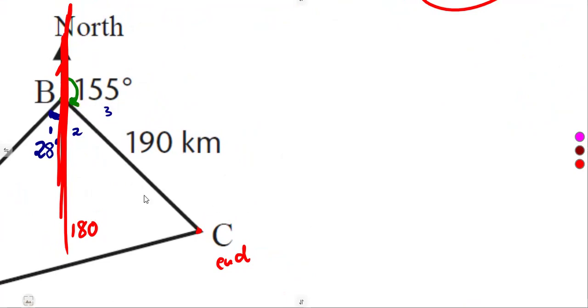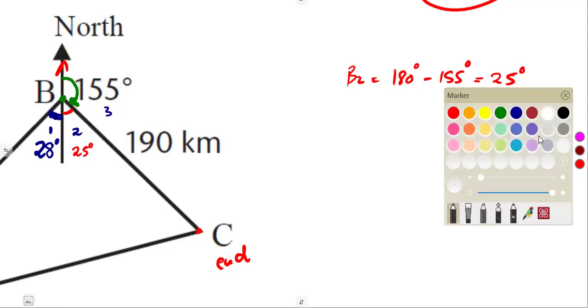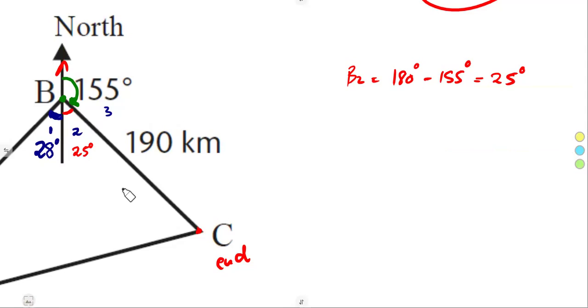So for us to find that B2, which is remaining, we can simply subtract the 155 here from 180 of a straight line, so that we have got the remaining angle B2. So the angle B2 was going to be 180 minus 155 degrees, which was going to give us 25 degrees. So the angle B2 here, that is the remaining part inside of the triangle, is 25 degrees. B1 and B2 together give us the angle B.